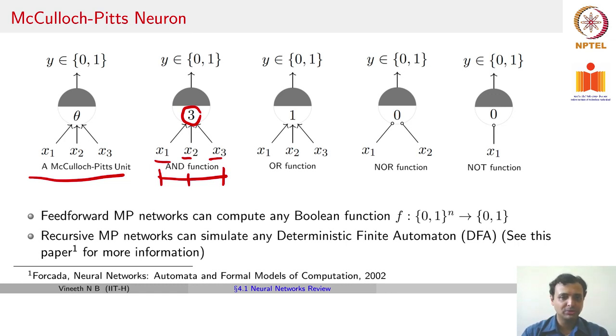Similarly, you could use a similar approach to simulate an OR function where the threshold would be 1. If either of x1, x2 or x3 is a 1, this threshold would be satisfied and you would get a 1 as the output.